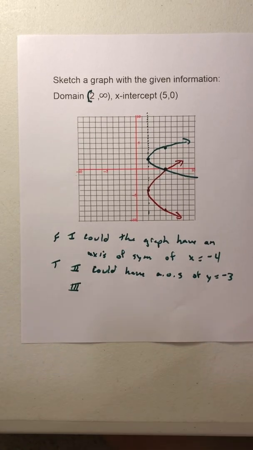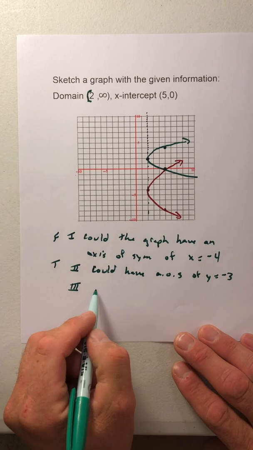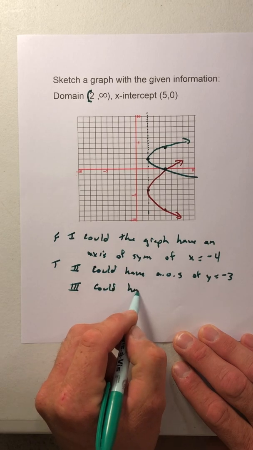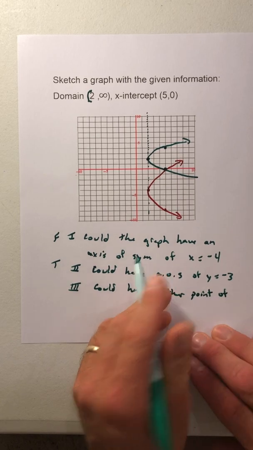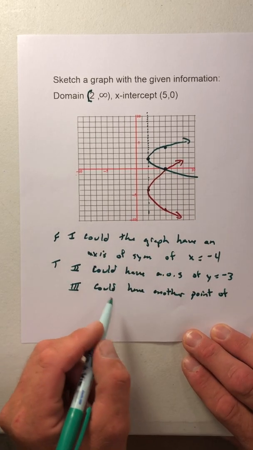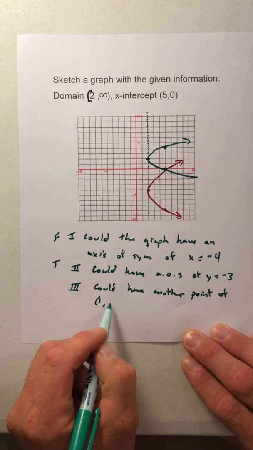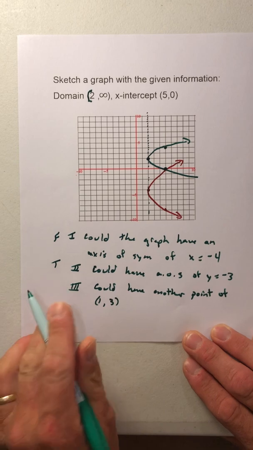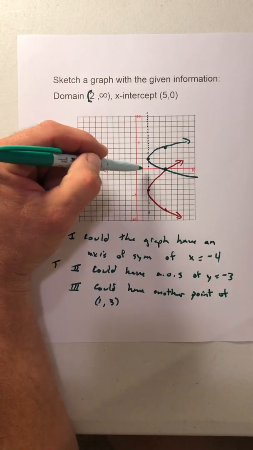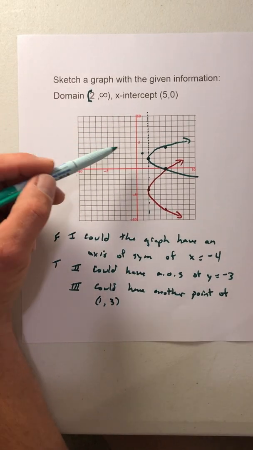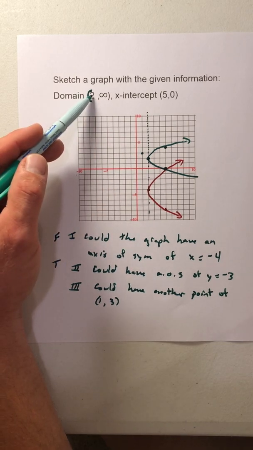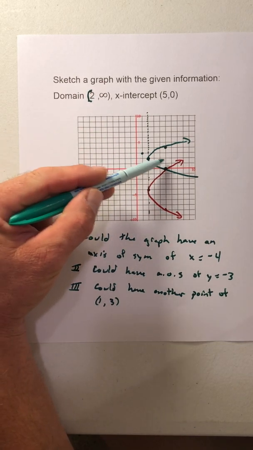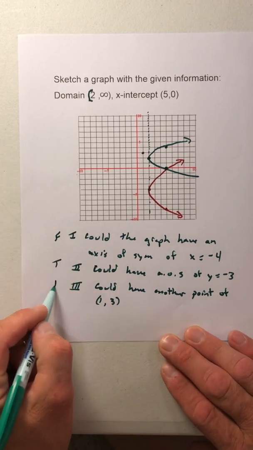And then maybe a 3. I'm just, again, making these up as I go. Maybe, could have another point of, let's say, 1, 3. I don't know. So here, if we have 1, 3, there's no way that we could make that graph come out to touch that value because our domain is saying 2 to infinity. So it would have to definitely be larger than 2 in order for that to be true. So that would be a false.